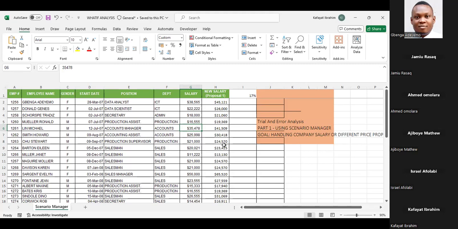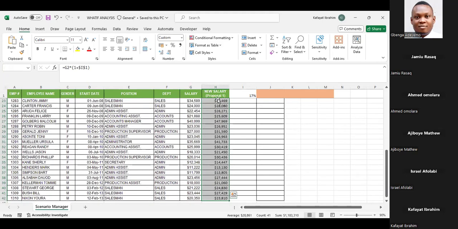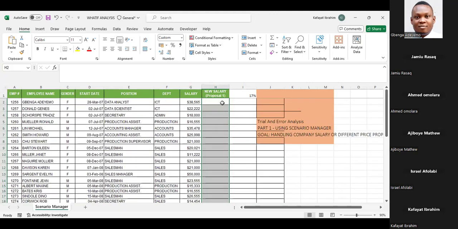Now, this is what I want you to do. Delete what you have under New Salary Proposal 1. That's column H. No, don't delete the heading. From the first figure, just click on that first figure, press Control Shift and arrow down. Press Delete on your keyboard. Press Control and Backspace to go back up. Good.